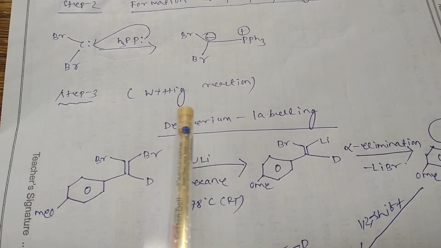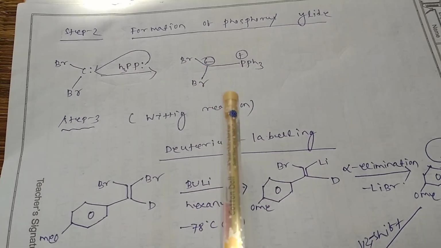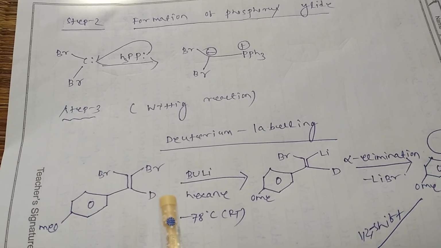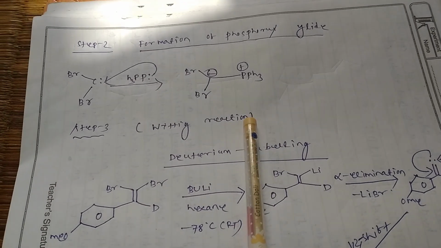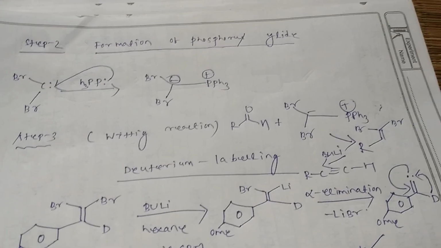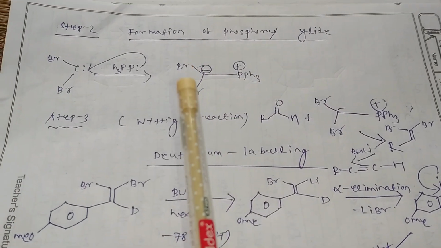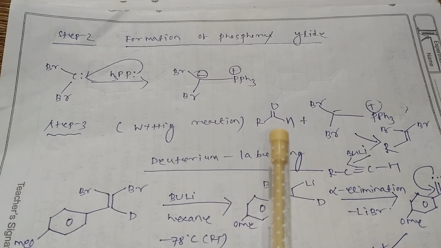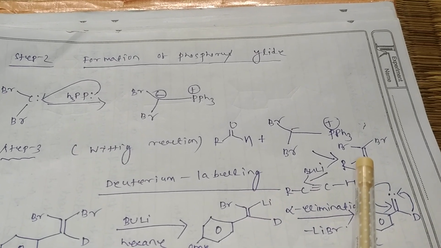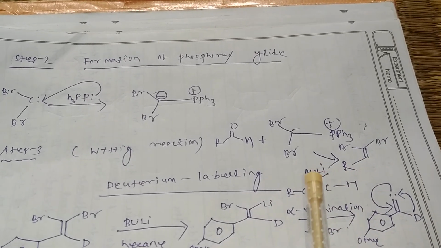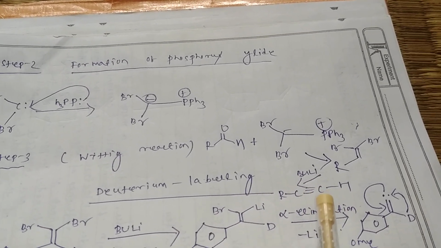It is very important, step 3. The phosphorus ylide formed must react with the aldehyde. You just see step 3. After the formation of the phosphorus ylide, it reacts with the aldehyde, then the formation of that product, the intermediate product, which I already told you, and finally that reacts with butyl lithium and water to form the product alkyne. This is all about the mechanism.